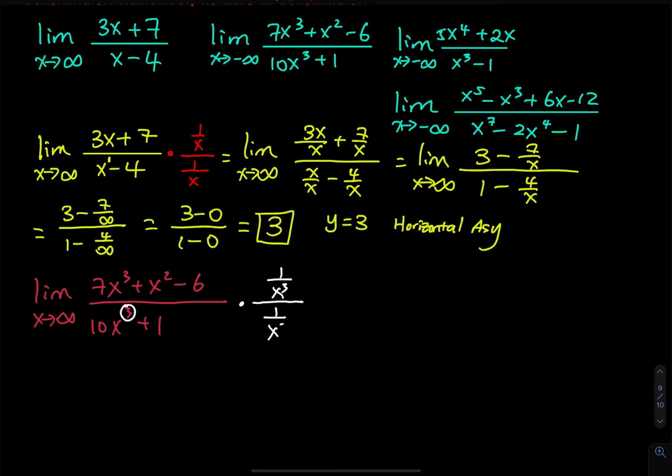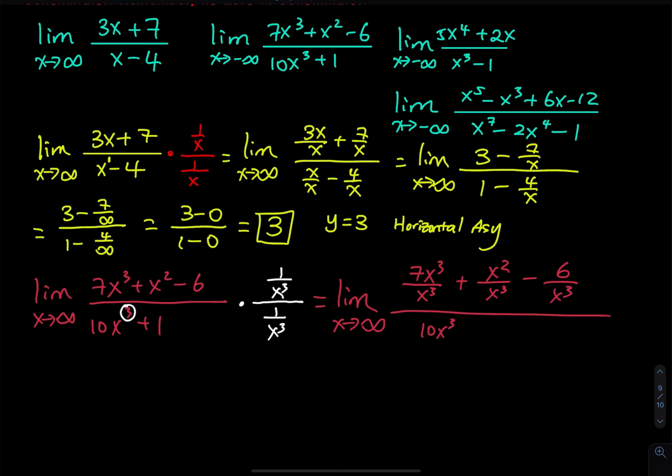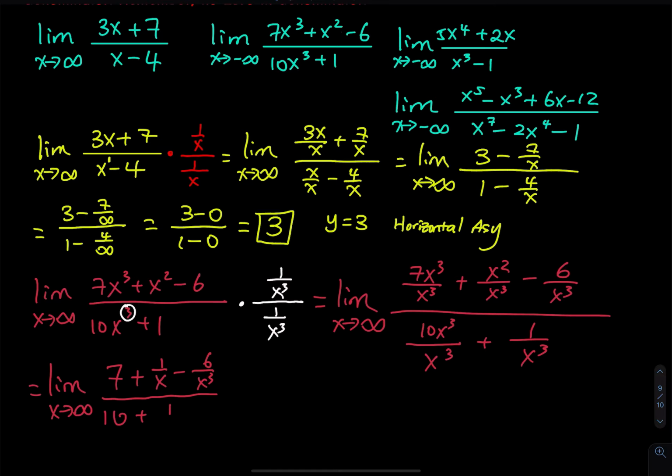That is, multiply by 1 over x to the third. And then we write the next line, always starting with the limit as x approaches infinity. You have 7x to the third divided by x to the third, plus x squared divided by x to the third, minus 6 divided by x to the third, the whole thing divided by 10x to the third divided by x to the third plus 1 divided by x to the third. And then you have the limit as x approaches infinity of 7 plus 1 over x minus 6 over x to the third, divided by 10 plus 1 over x to the third.